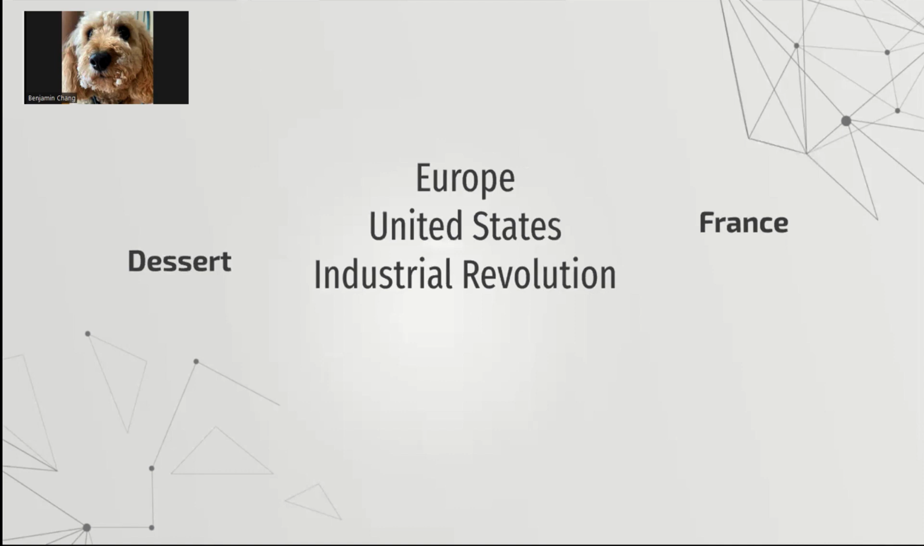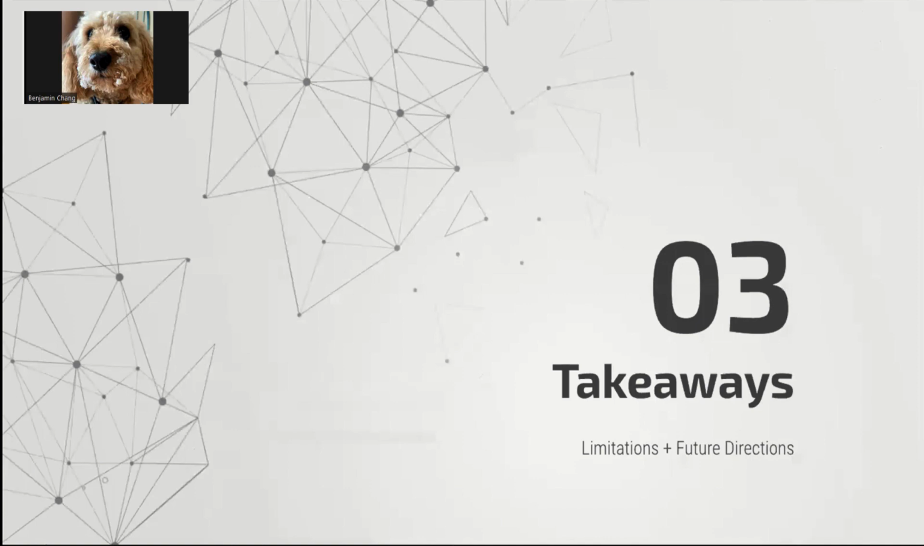And then sometimes the algorithm just didn't work very well. Like with dessert and France, it gave Europe, United States, and the Industrial Revolution, which aren't really related to either of the two. Now for some takeaways.